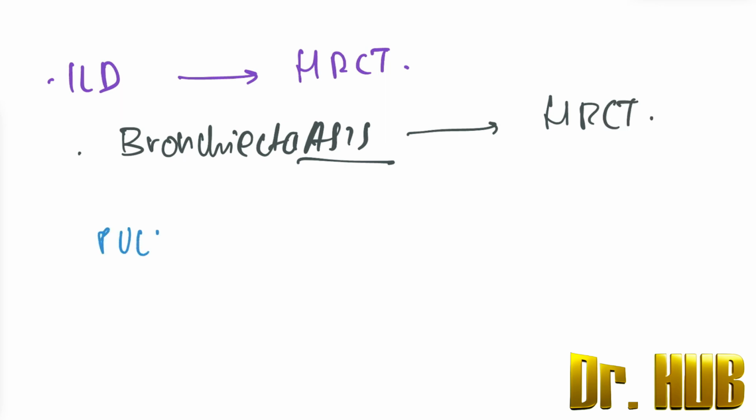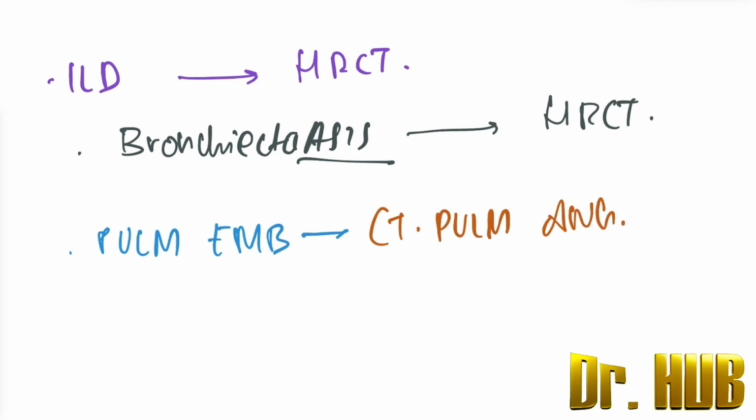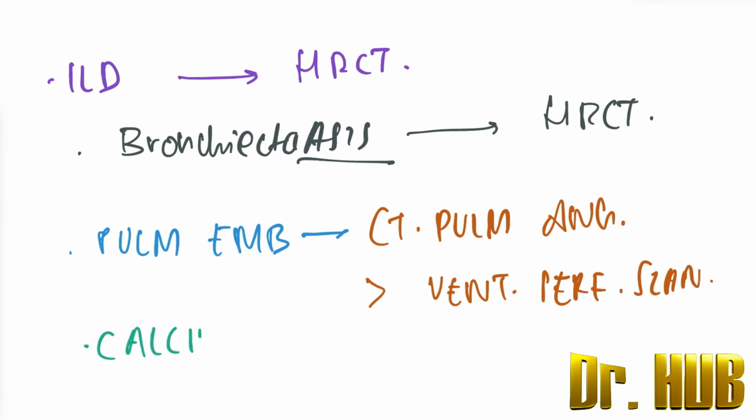And looking at the pulmonary embolism, here in pulmonary embolism, it is the CT pulmonary angiography. This is greater than the ventilation perfusion scan. Next is calcification. So the calcification is primarily seen in the CT.